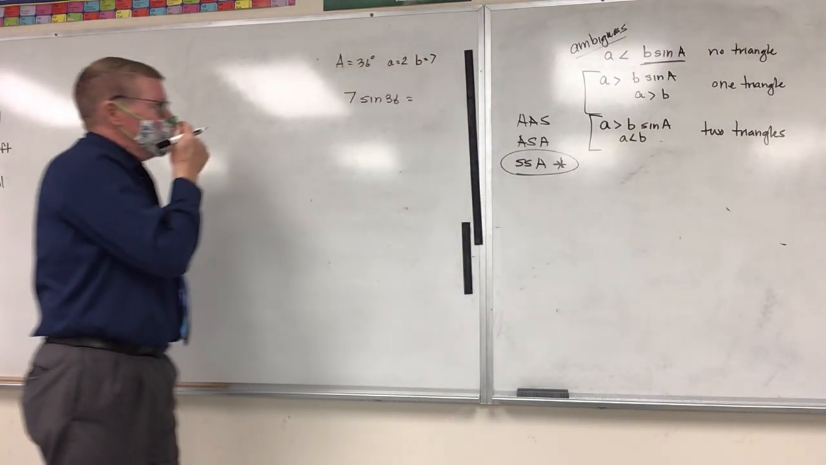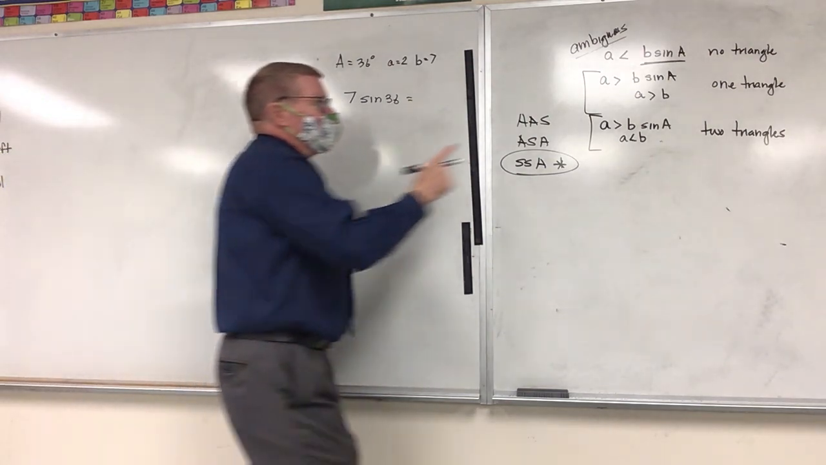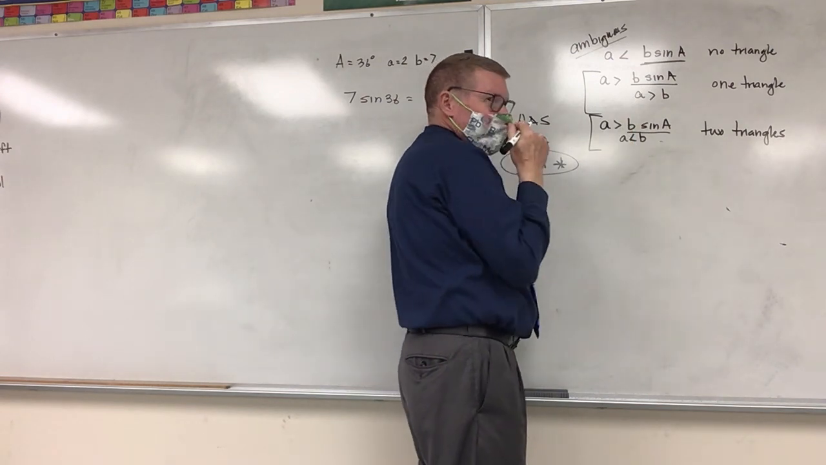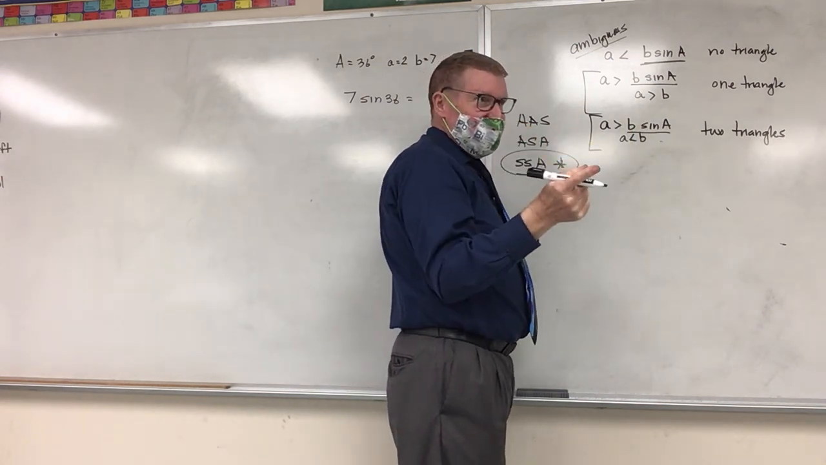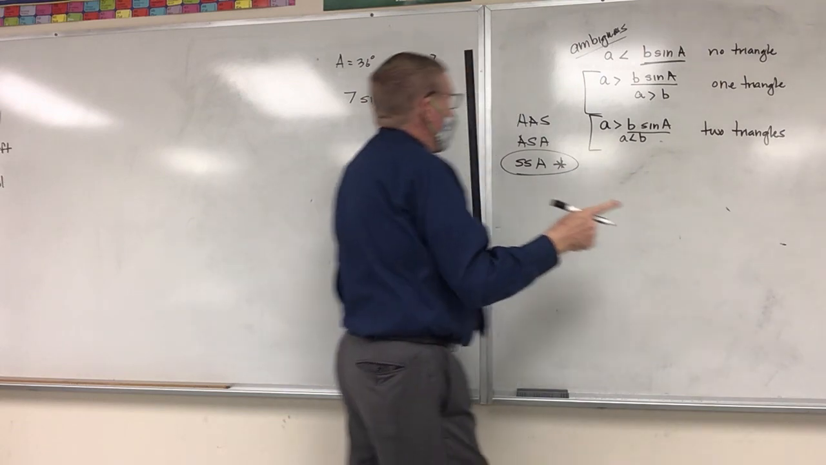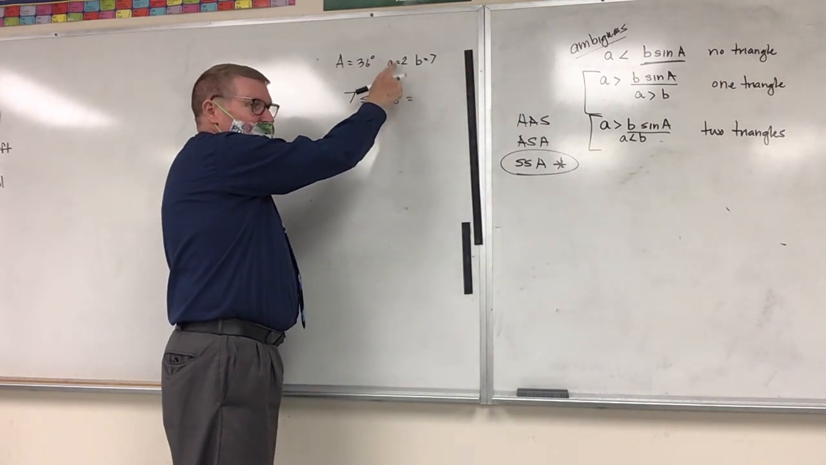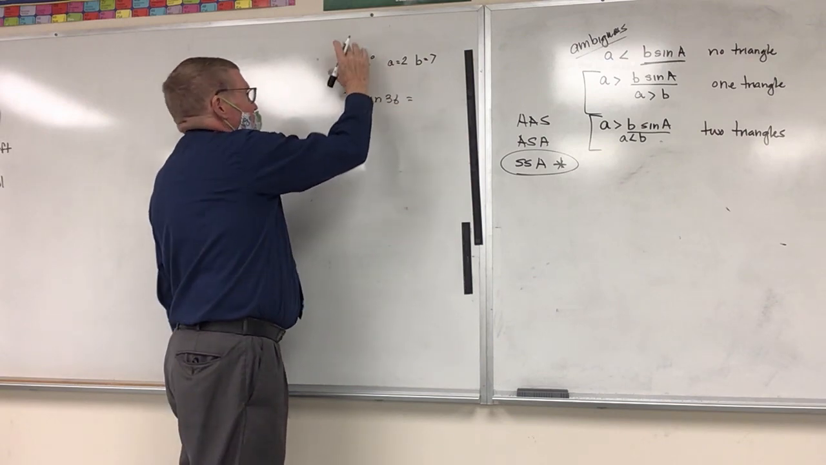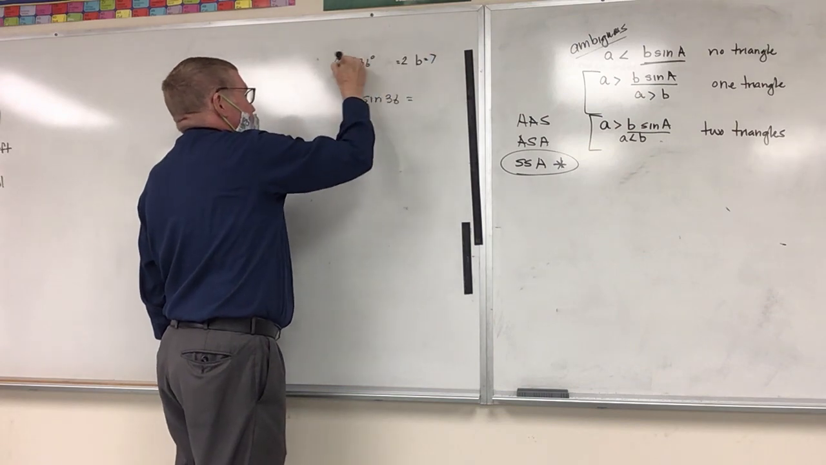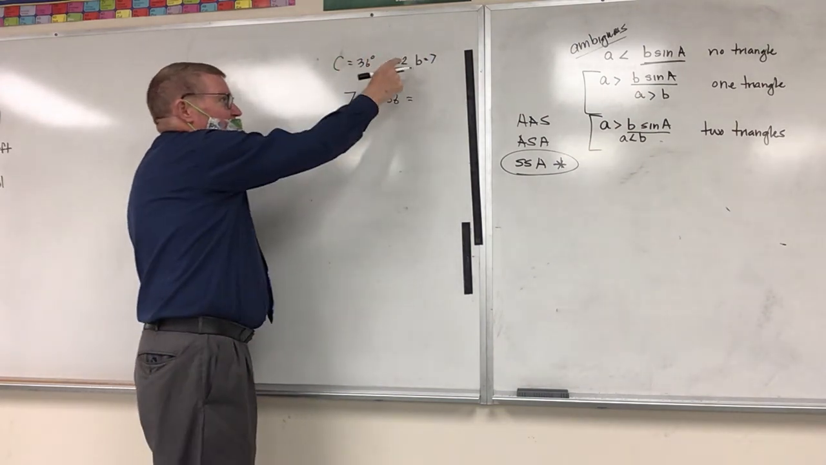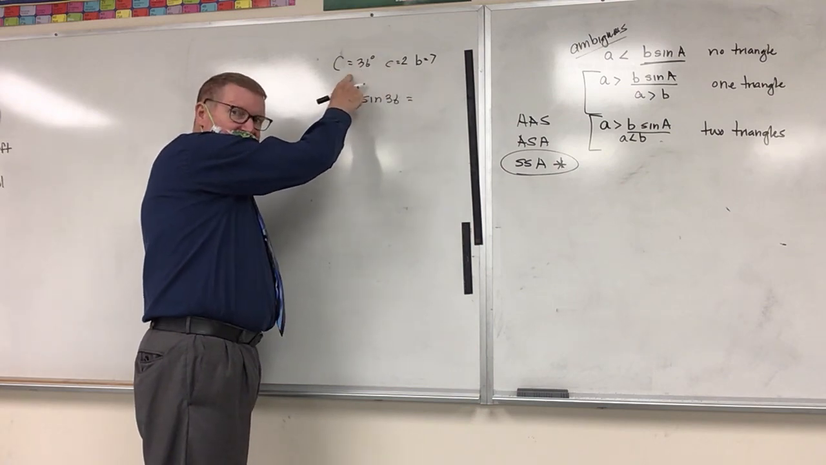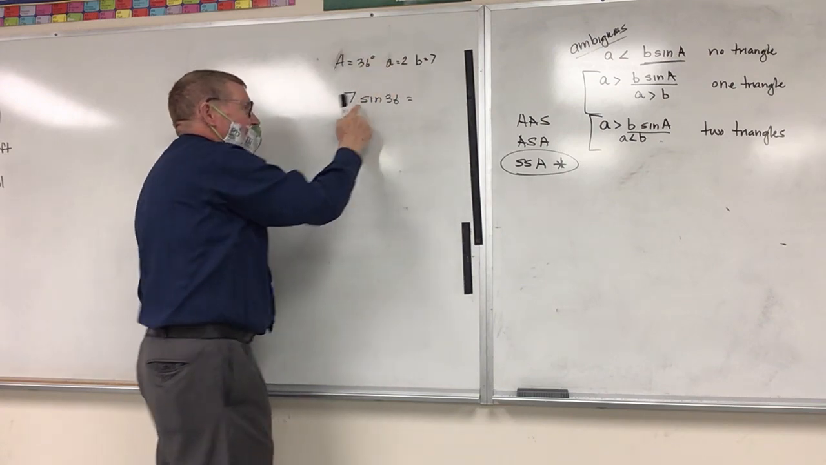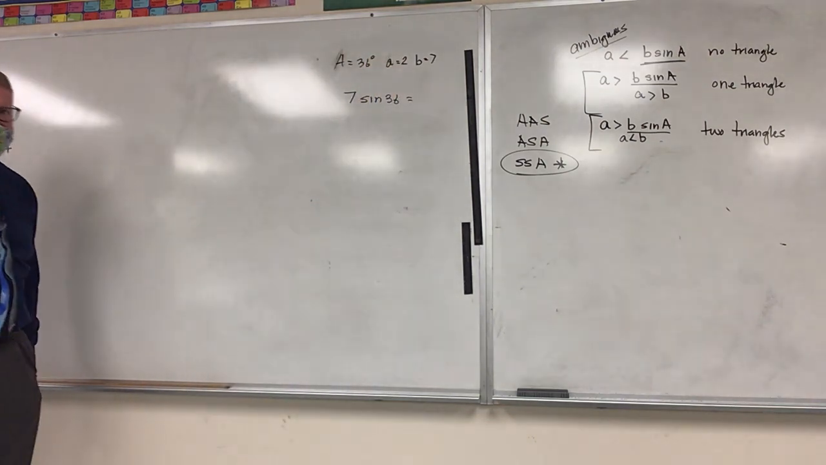Could you explain the 7 again? Again, here's the principle that I'm comparing to. Every time, it's b sine A. It's not a sine A, it's b sine A. So I'm not going to use the 2 with it, because that's opposite this angle. It would be the same thing if this was C and this was lowercase c. I'm not going to use the 2 with the capital C. What is 7 sine of 36? 4.1.